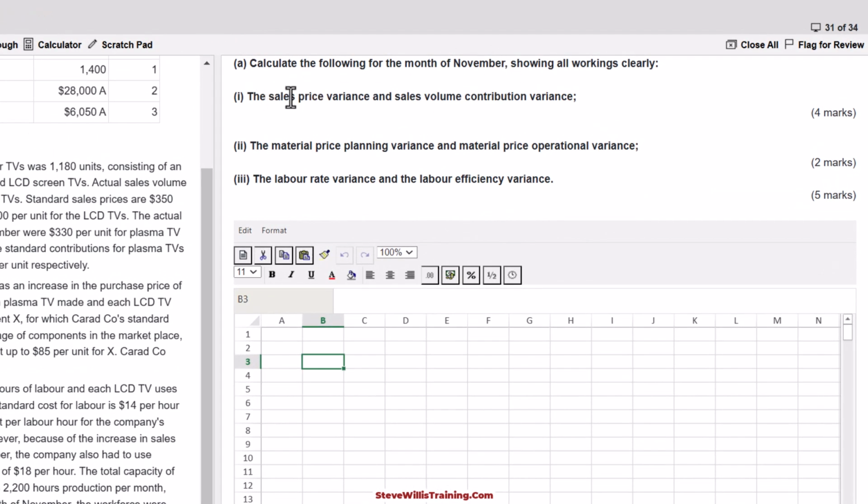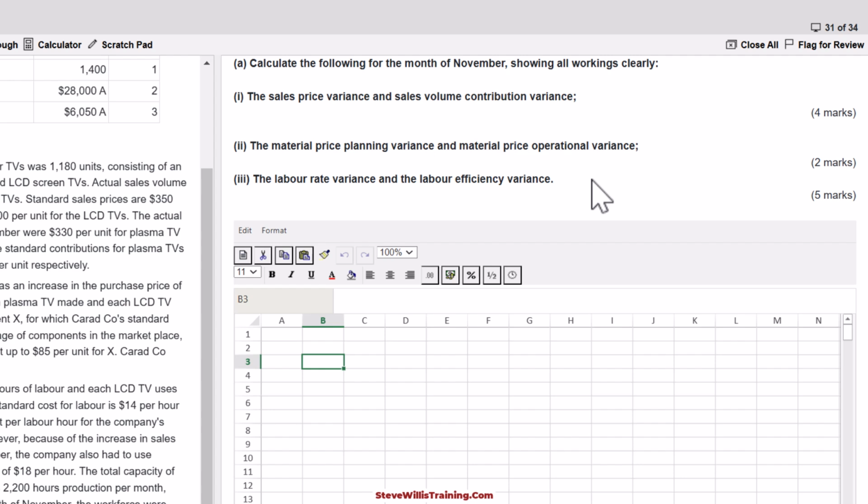So I'm now going to check out what variances we need to calculate. Well, we've got to do the sales price and the sales volume variances. That is 100% assumed knowledge from the MA exam. Then we've got to move on to the material price planning and price operational variances. That's new stuff from the performance management exam. And then we've got labor rate and labor efficiency.